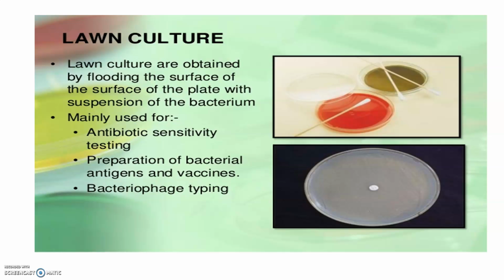This is the picture of lawn plate. So using a swab, we can dip and spread on the surface. The lawn cultures are obtained by flooding the surface of the plate with suspension of bacteria, mainly used for antibiotic sensitivity testing and preparation of bacterial antigens and vaccines, and we also use lawn culture in bacteriophage typing.